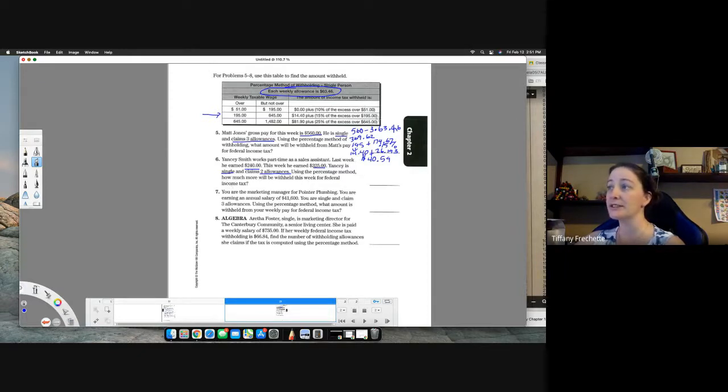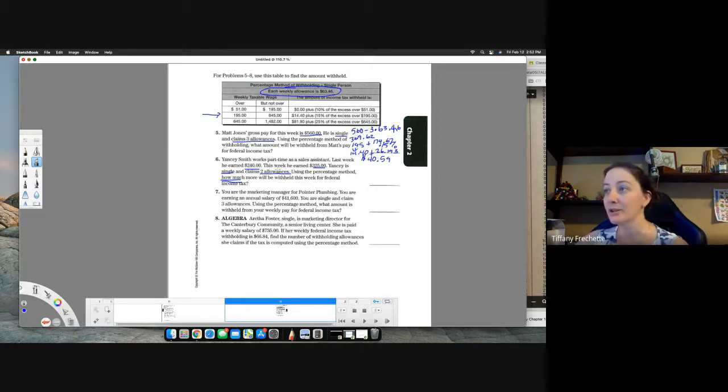So you're going to have to do this calculation for both of these. One for the 240, one for the 325. And then figure out how much more, meaning subtract the 2 amounts that you got. So I'm not looking for how much he's paying last week and how much he's paying this week. I'm looking for the difference. How much more is he paying this week than he did last week for federal income tax?